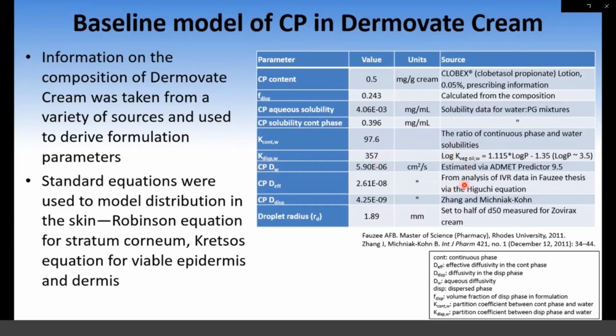The aqueous diffusivity was estimated using our ADMET Predictor software based on the structure of clobetasol. And then we were also able to get estimates of the diffusivity in the continuous phase and the dispersed phase. We used standard equations to model the distribution in the skin. We modeled the stratum corneum using the Robinson equation, and we used the Kretsos equation to describe the permeability in the dermis, and we used the same values for the viable epidermis.